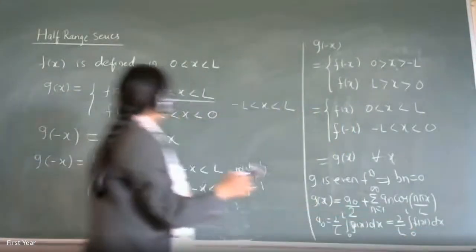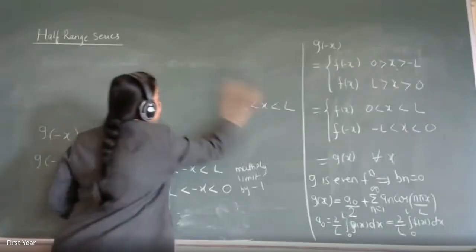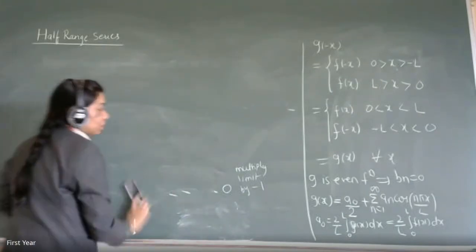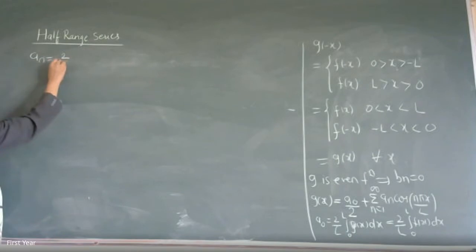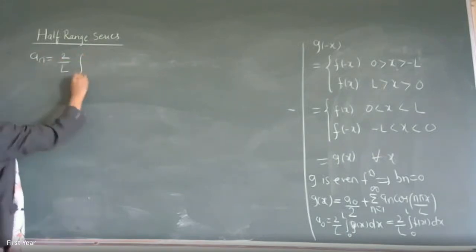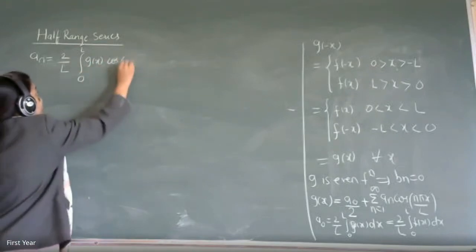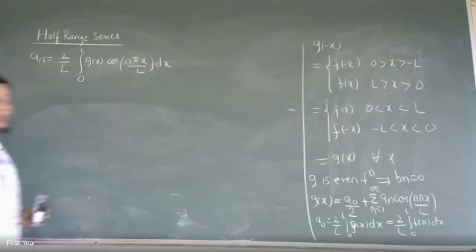If you finish this side, should I rub this side? Because we have just defined one of the definitions. So what is the formula for A now again for g of x? It is 2 by L integration 0 to L g of x into cos of n pi x by L. Correct now? Because g is even, this will be your formula, right?